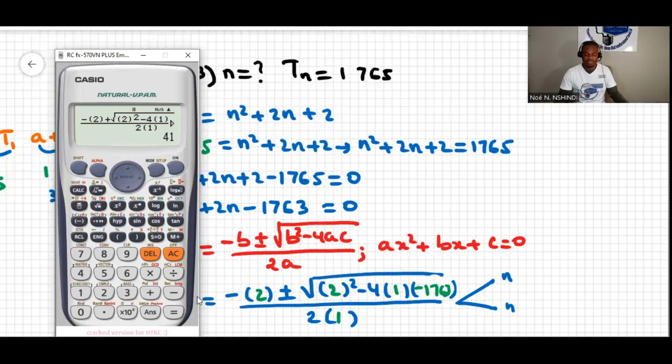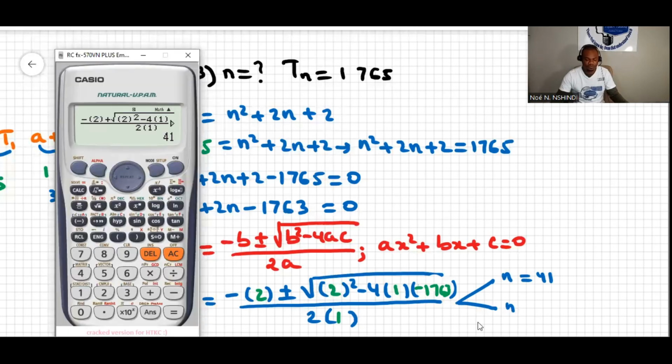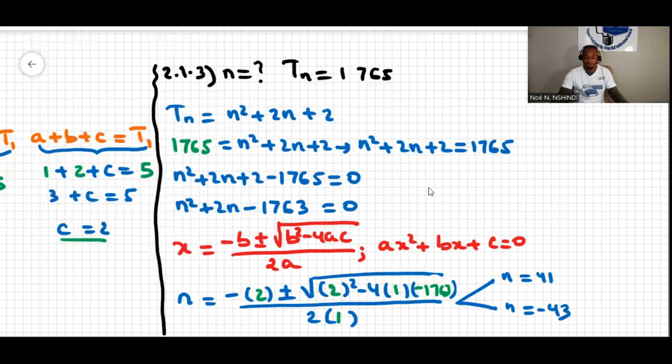Yes, now when we hit equal, we got 41, this is with the positive, n equal to 41. Now let's check with the negative also. I'm going to change the plus symbol here to minus. Then when we hit equal, we get n equal to negative 43. Now, we must know that n, the indices, cannot be negative, can only be positive integers. So this one is not applicable. So the correct answer is n equal to 41.